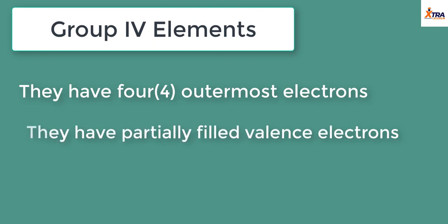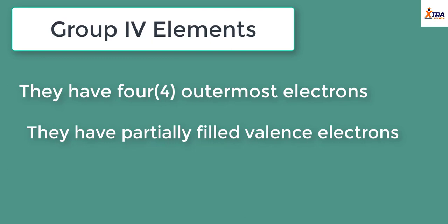So that's why we said hydrogen can be put to this group. Hydrogen is put in group 1 because it has 1 valence electron. It can be put in group 4 because it has partially filled valence electrons. And it can be put to group 7 because it needs 1 more electron to attain stability.